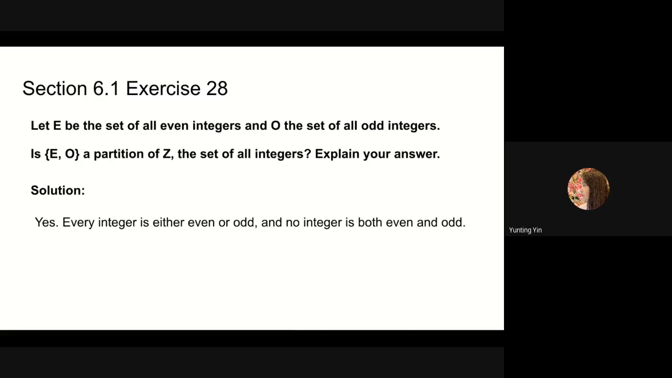The answer is yes, because every integer is either even or odd, and no integer is both even and odd. So this makes it a union and mutually disjoint. So it satisfies both conditions. Any questions? That's all for 6.1. Thank you.